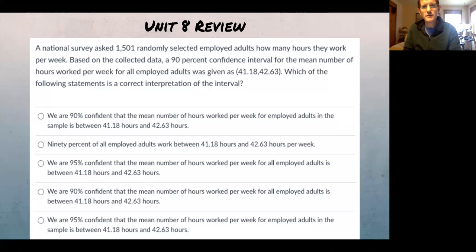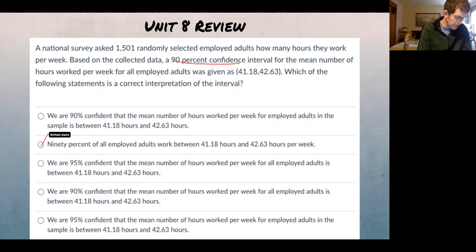A 90% confidence interval says that we are 90% confident that the true population mean will fall somewhere between 41.18 and 42.63. And it's important that we're talking about the population mean falling in that range, because we already know where the sample mean is. It's right in the middle of our confidence interval. So we are 90% confident. I will go ahead and cross out anything that doesn't show that.